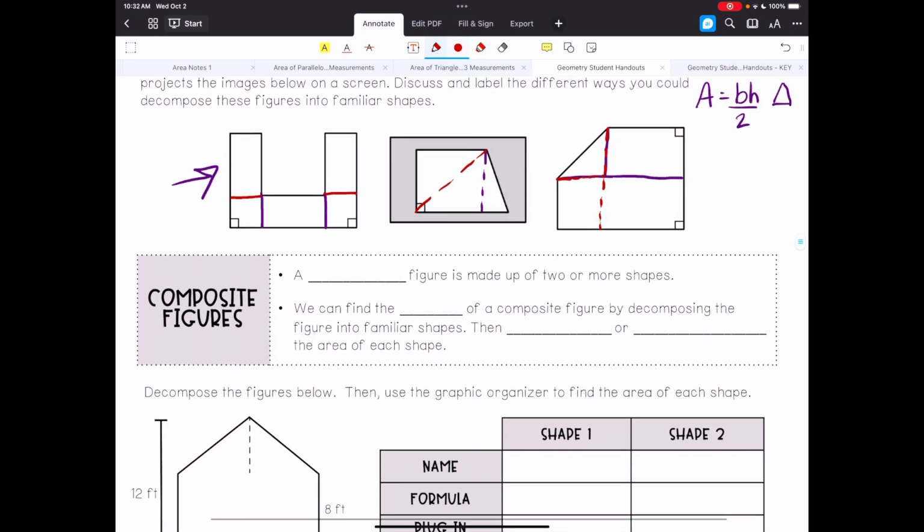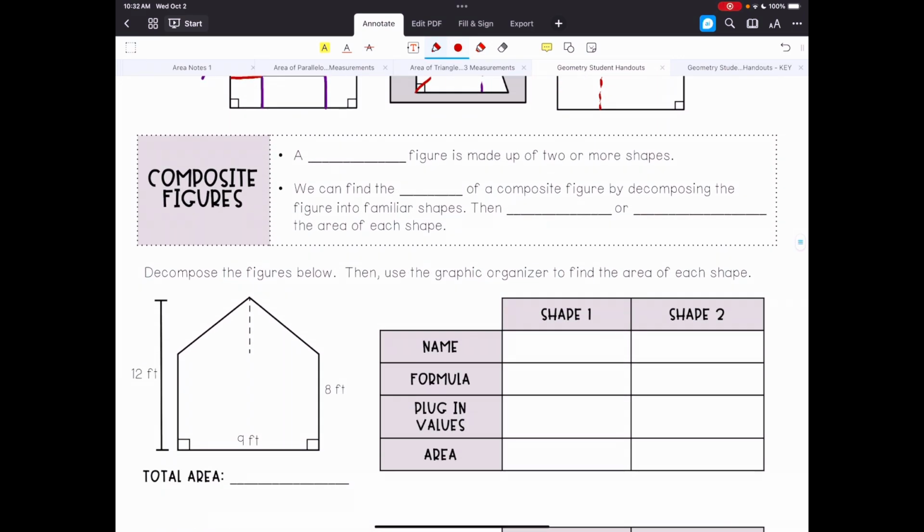Okay, so let's take a look at these little notes we've got. We've got a composite figure. Composite figure is made up of 2 or more shapes. So underline 2 or more, because that's when we have to use multiple formulas. It might be the same formula repeated if we have the same basic shape multiple times, or it could be 2 different formulas like a triangle and a parallelogram. We can find the area of a composite figure by decomposing the figure into familiar shapes. So decomposing just means to break it apart. So break apart.